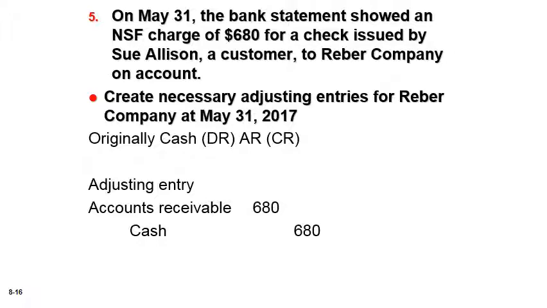Next piece of information. Bank statement shows an NSF check. Okay, so it's for $680. It was a check issued by a customer to us on account. So basically, this is a check that we received. It was a payment against accounts receivable. So cash went up and accounts receivable went down originally. So we're basically reversing this. So this would go the reverse.